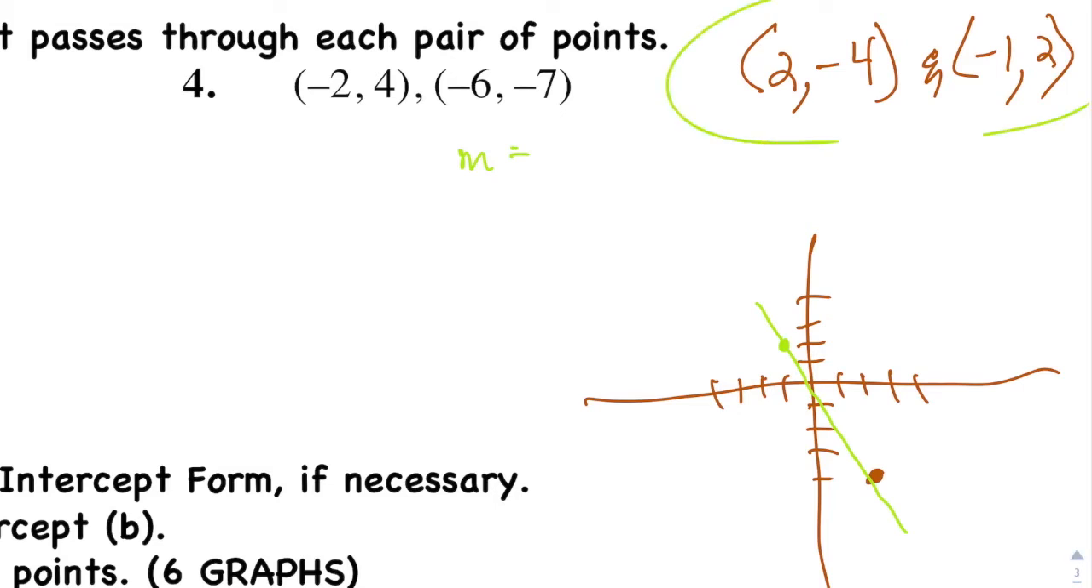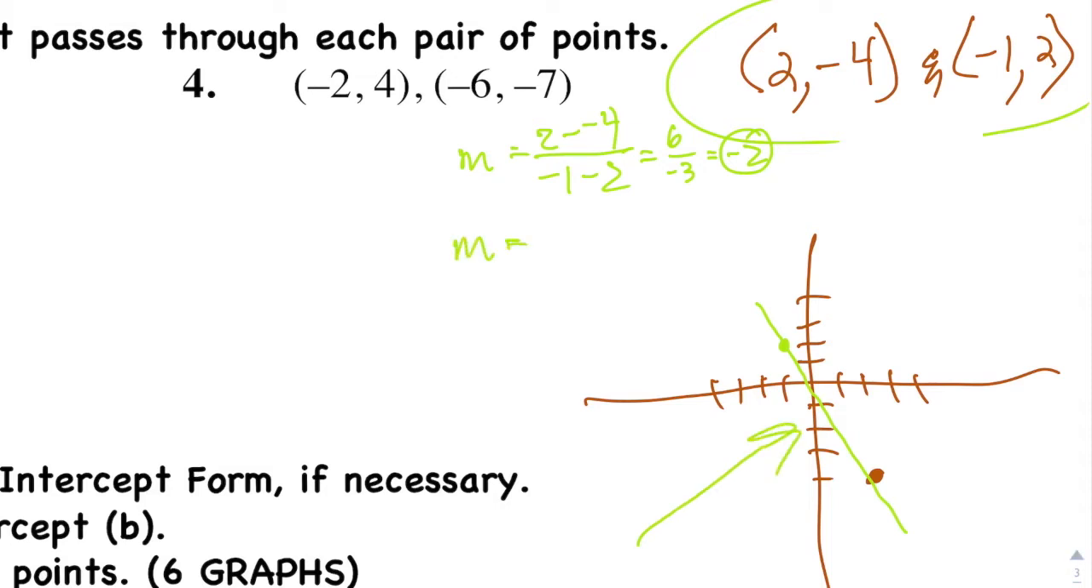So if this were the problem we were doing, it's a brand new problem, you could do 2 minus negative 4 over negative 1 minus 2. Make sure you go in the same order. This is going to be subtracting negatives like adding a positive, so we've got 6 over negative 3. We need to simplify that. It simplifies to negative 2. Look at the graph. This confirms that the slope is negative.